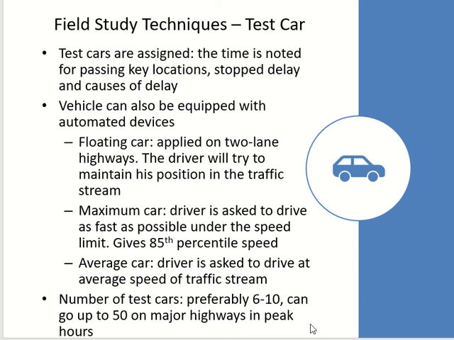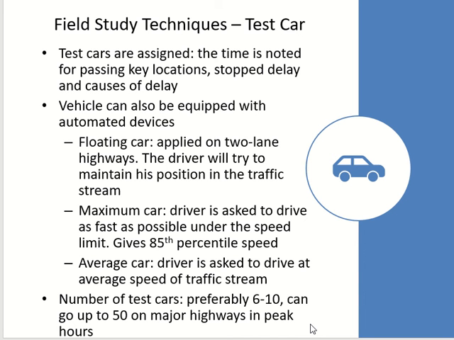The maximum car technique is applied on multi-lane highways. What are we trying to find out? The 85th percentile speed or 85th percentile time. Again, we let the driver run from point 1 to point 2, start to end, and the restriction is that he should go as fast as possible. Have fun. As long as he or she is alive, if he is still alive at the end, we will ask the travel time.